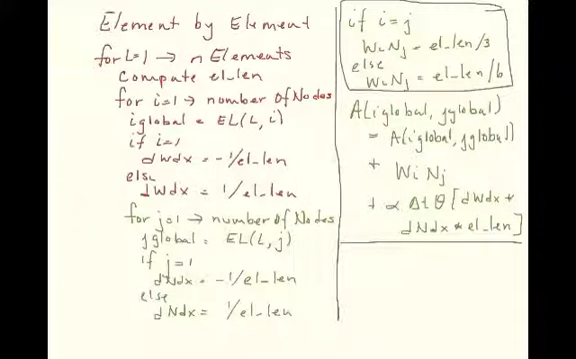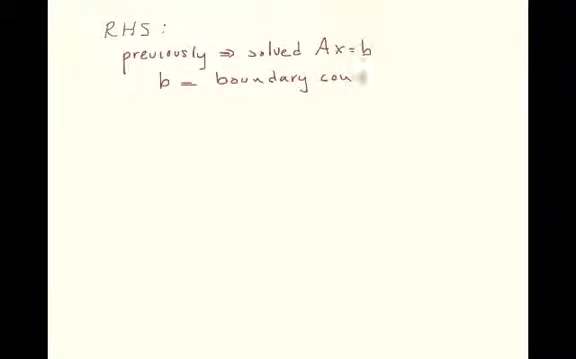Let's go ahead and just look at the right-hand side. So the right-hand side, there are a couple of things that are new here that need to be mentioned. Previously, we solved ax equals b. And b had our boundary conditions. And that was all we had on our right-hand side. But now, the right-hand side is a matrix.